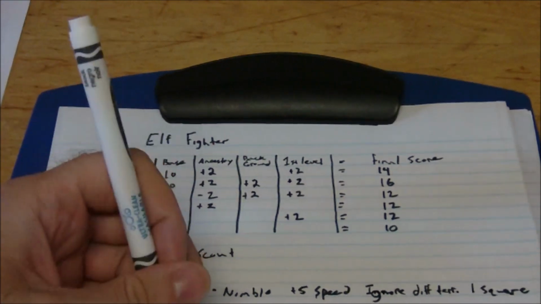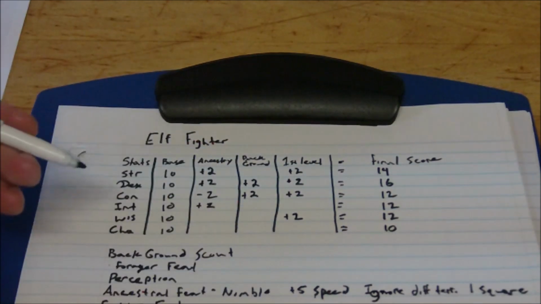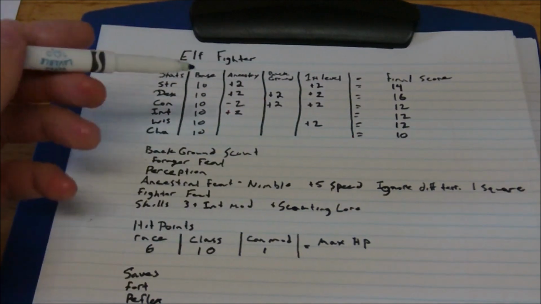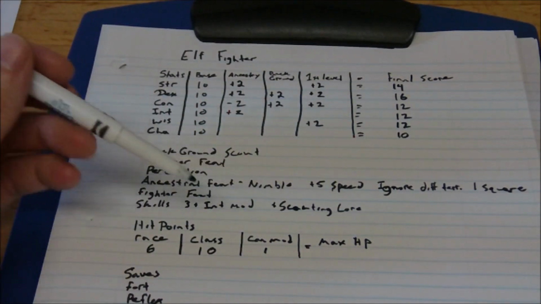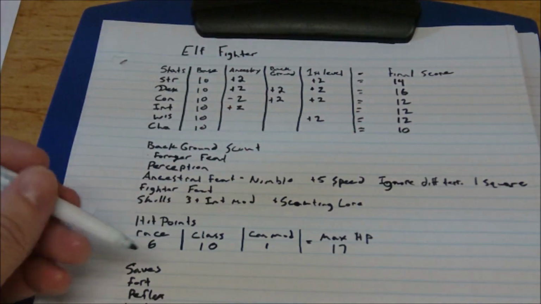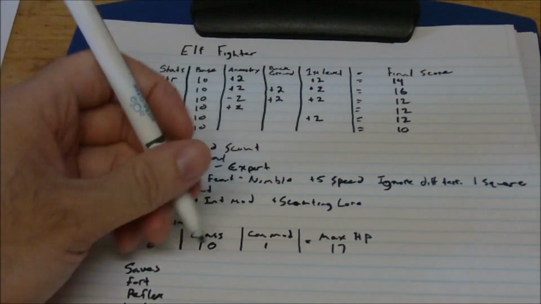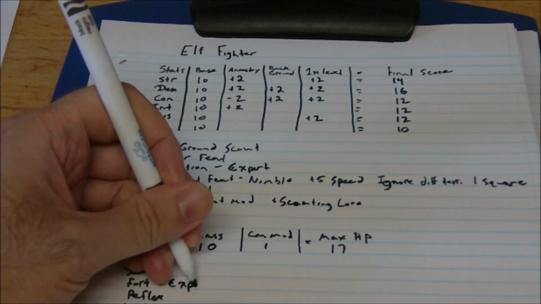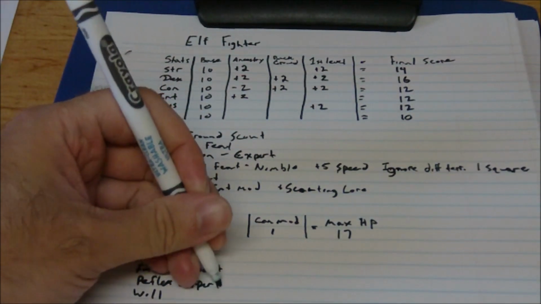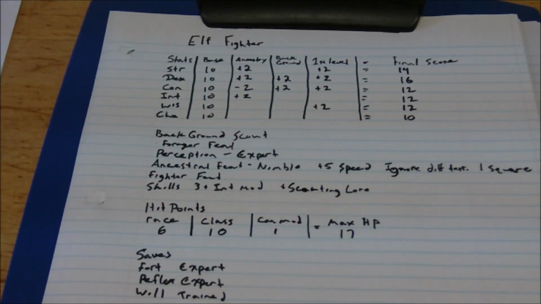We've got class, we've got 10 hit points for that, and we have plus 1 for our con modifier. So race is 6, class is 10, con modifier of plus 1, which is going to give us a maximum hit points of 17 at first level. Our perception, we are considered to be an expert at. We're also an expert at fortitude saving throws, reflex saving throws, and we are trained in will saving throws.